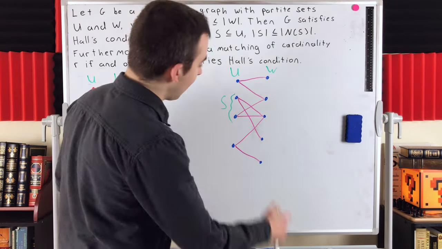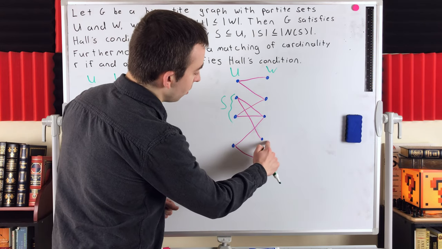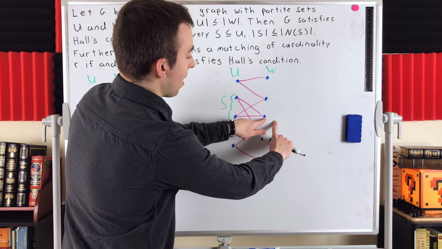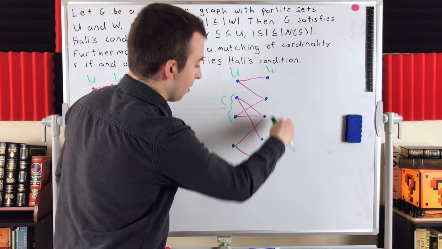What is the neighborhood of S? Well, the neighbors of this vertex are those 2, and the neighbors of this vertex are that vertex and that vertex. So these 3 vertices make up the neighborhood of S. We see S has 2 vertices, the neighborhood of S has 3 vertices, so this particular subset does indeed satisfy our desired inequality. The subset has as many or fewer vertices than it has neighbors. It's got 2 vertices, it's got 3 neighbors. Awesome.